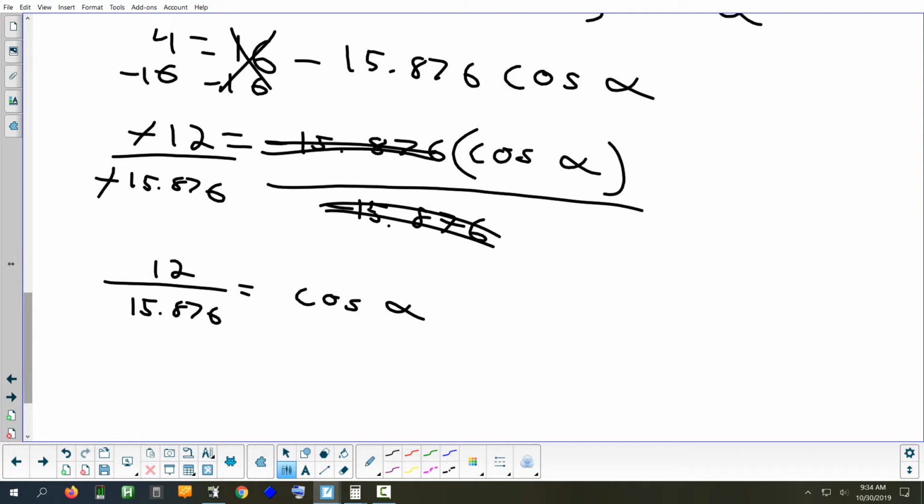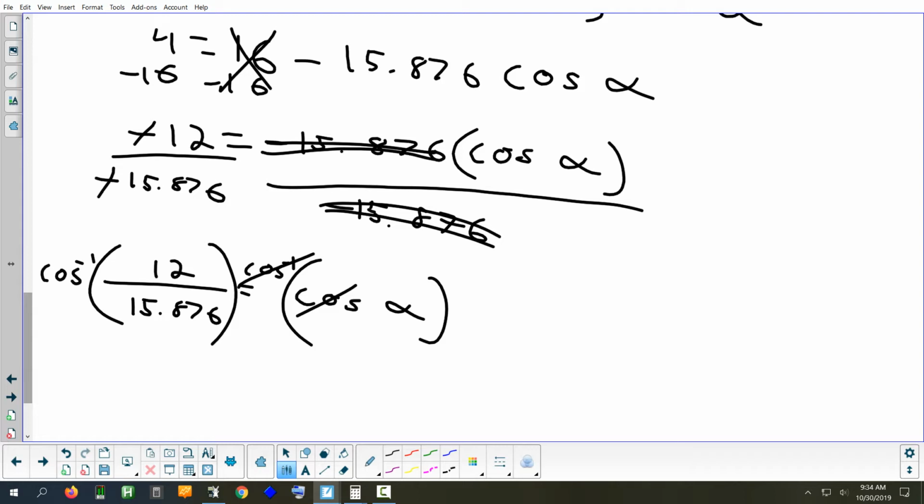Now we're at the last step, which you started to say, which was to do what? The inverse cosine. Right. So now we're going to take the inverse cosine. And inverse cosine, those cancel out. Type in what's on the left, and that is our answer for alpha. Inverse cosine of 12 over 15.876.